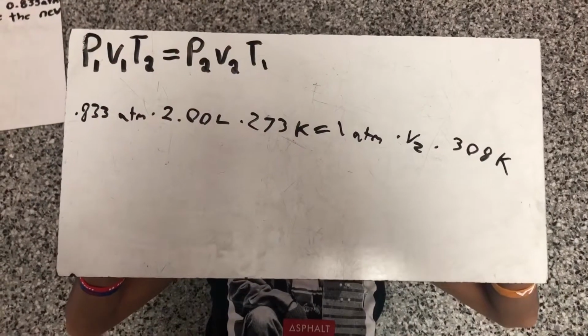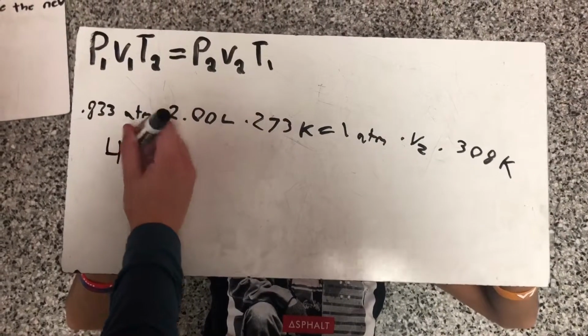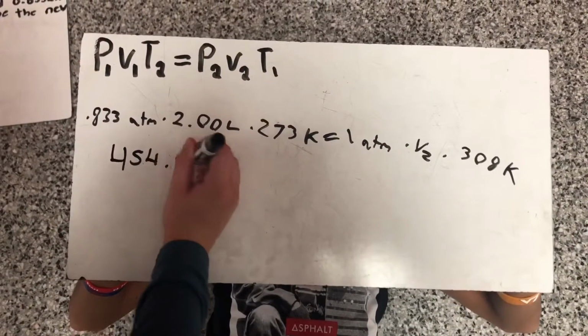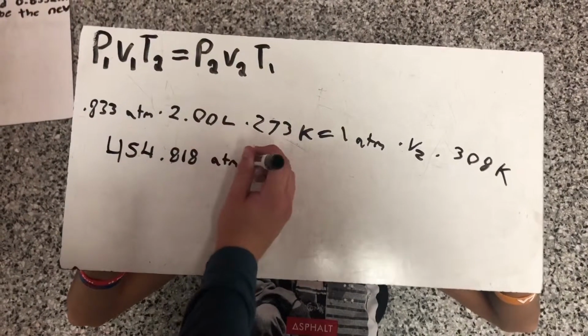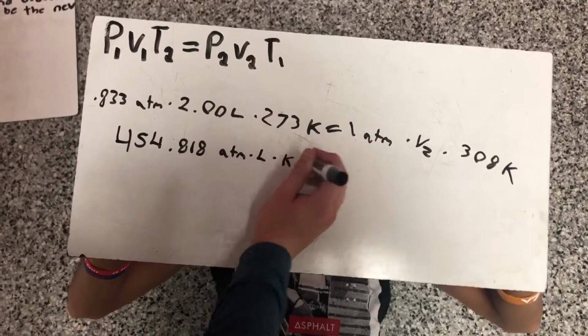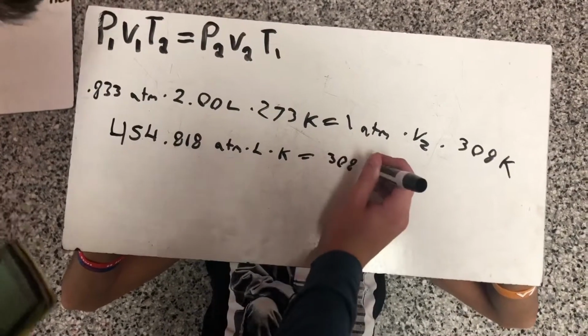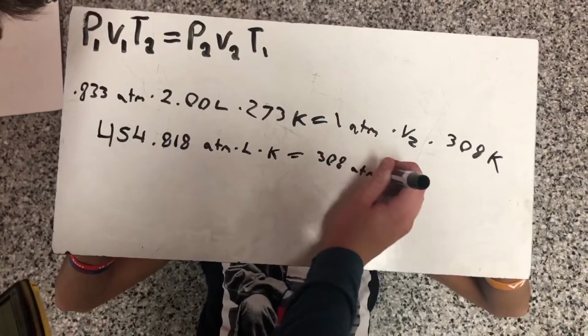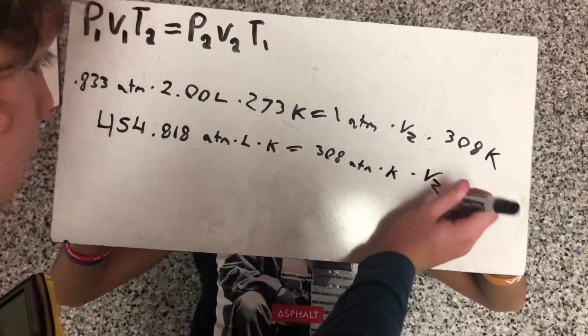So together, this equals 454.818 atm times liters times K equals 308 atm times K. But we're still looking for volume 2. So we just leave that out.